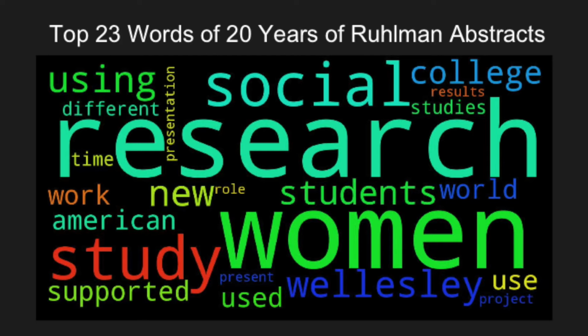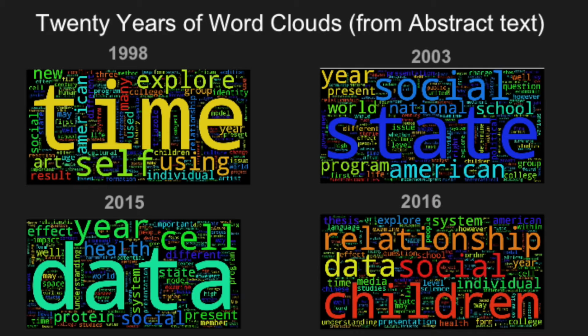Yeah. Apart from that, we also did abstracts for different years and created word clouds. And it's really interesting to see how every year kind of has a different focus. For example, in 2003, there's a lot about America and about state, social, school. Maybe this has something to do with 9/11, and one can speculate about what was going on around that time period. It's also really interesting to see in 2015 data, kind of this huge word, and in 2016 data it has kind of shrunk down, which is interesting for us.